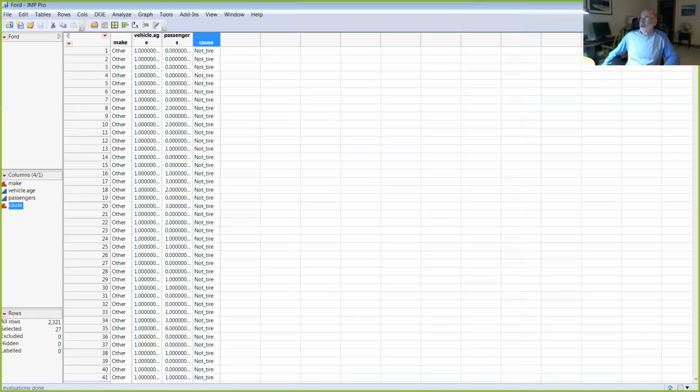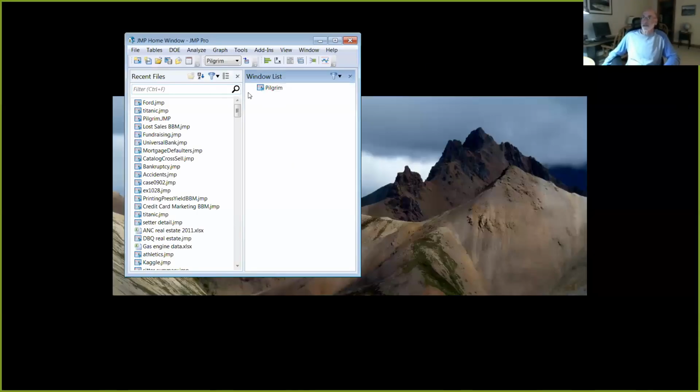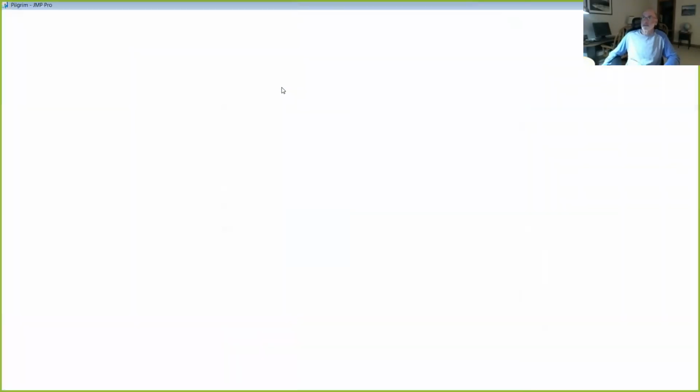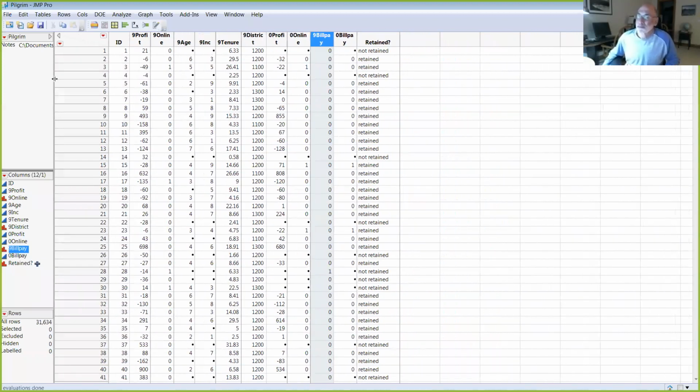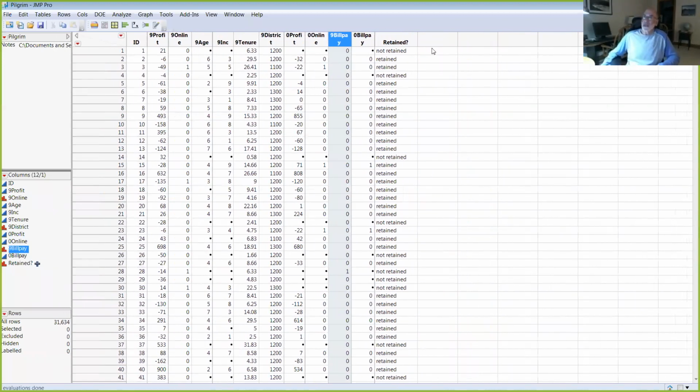Okay, I want to look at a different example in a little more detail now, just to show you how you evaluate the models more fully. So go back to the Pilgrim data, and we want to explain which customers we retain. I changed the types to be the correct types now. So you want to use data from 1999 to predict which customers were retained to the year 2000.